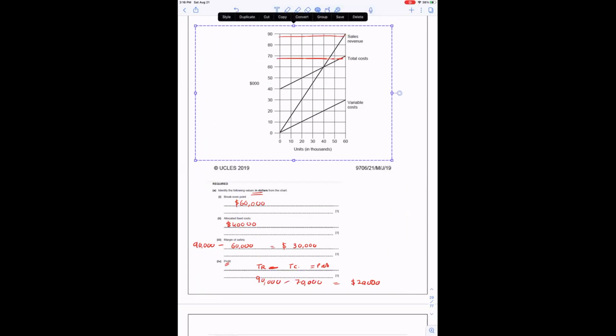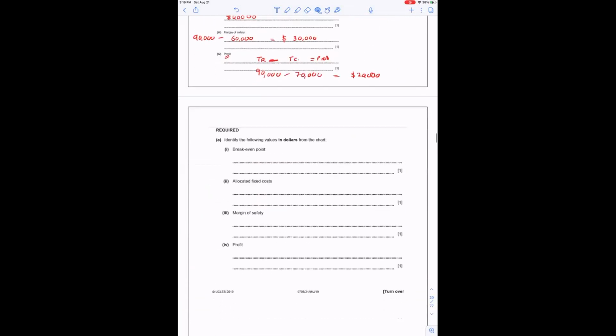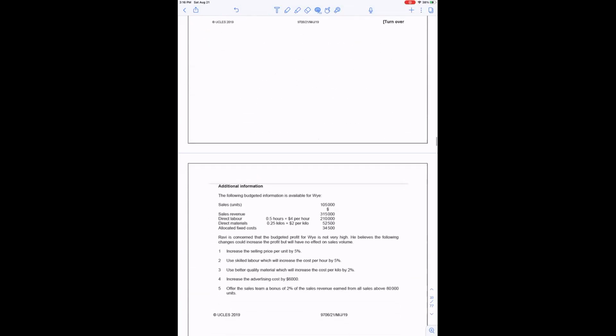So this is the small sum where you have a break-even chart given to you and you have to analyze it. You have to read the chart and come up with figures. This was already done. Now you are given some additional information. Let's read that additional information and see what is there. The following budgeted information is available for Y. You have sales revenue, direct labor, direct material, allocated fixed costs, and everything for 1,05,000 units.